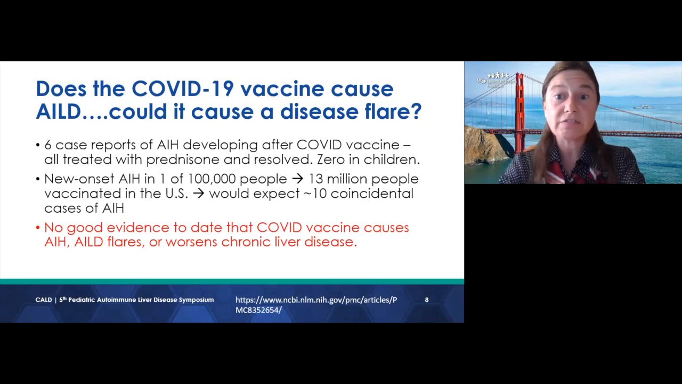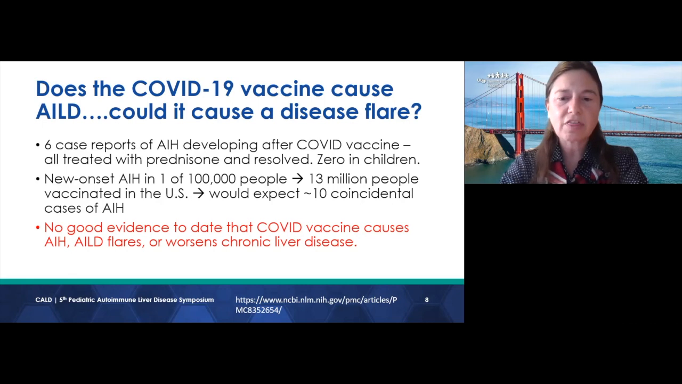So does the COVID-19 vaccine cause autoimmune liver disease? Could it cause a disease flare? There have been several case reports. I found 6 in the literature of autoimmune hepatitis developing after the COVID vaccine. This was all in adults. These were all patients treated with prednisone who all resolved. There's not very long-term follow-up, but they seem at least to come out of their initial flare. And this may not be something that comes back in them.